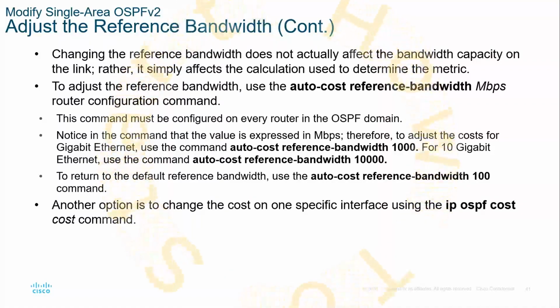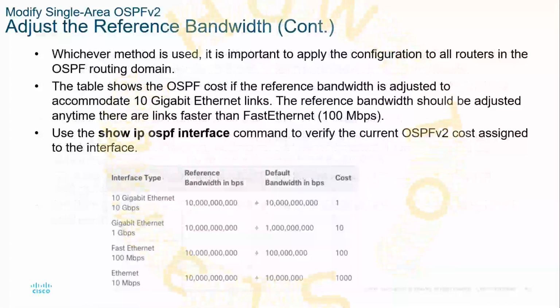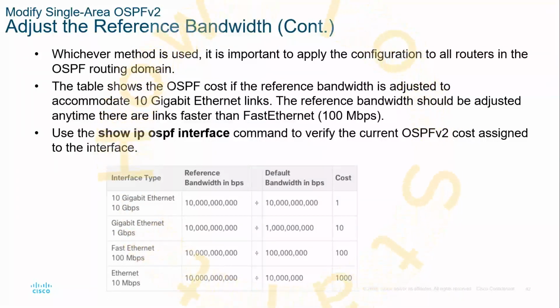So how does the reference bandwidth chart look now when we've actually modified it? Now when we see 10 gig, the cost would be 1, gig would be 10, and a 100 megabit would be a cost of 100. That way we have a more appropriate cost so that OSPF can use the appropriate cost values to do the forwarding.